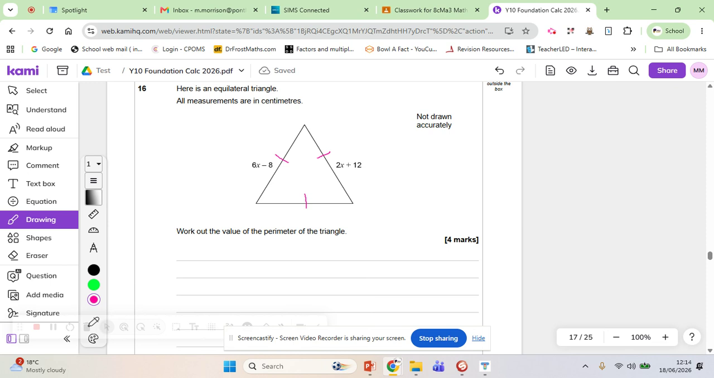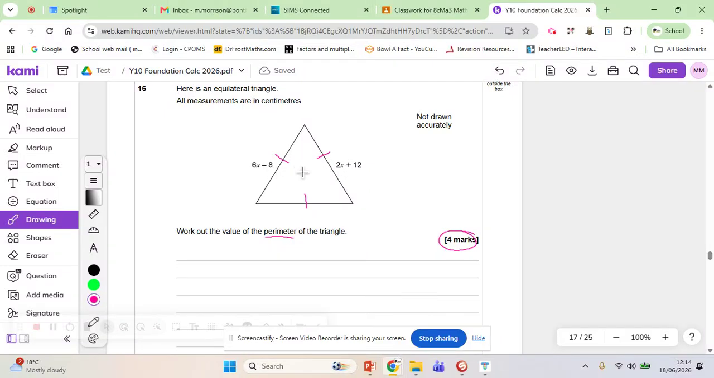All measurements are in centimetres. Work out the value of the perimeter. Okay, so this is actually wanting me to do the perimeter, so it looks as though there's going to be a number of steps. I'm also looking at it's worth 4 marks. So first of all, I know that these dimensions must be equal to each other.